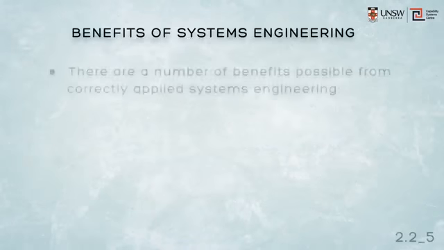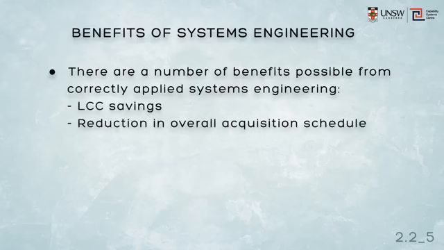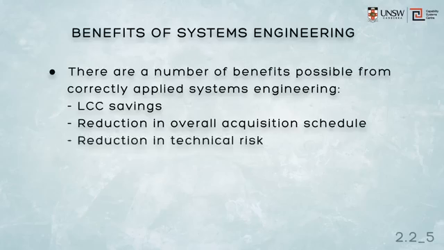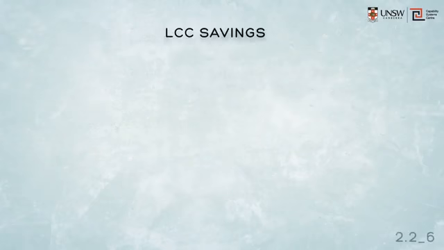To be specific then, there are a number of benefits that come from applying correct systems engineering processes. Firstly, there's a saving in lifecycle costs, and we saw those earlier. There's a reduction in the overall schedule. There's a reduction in risk, and it produces a higher quality system. Let's look at each of those in more detail.